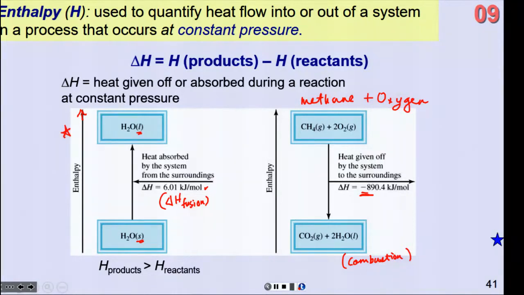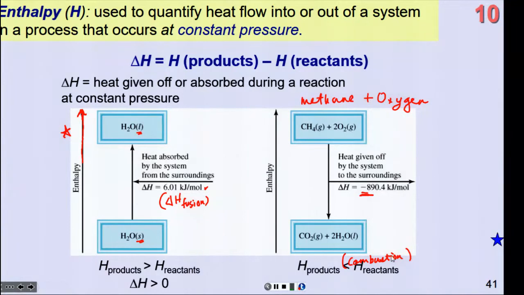It's gone, has been increased in the course of the process because heat has been absorbed by the system from the surroundings. And so therefore delta H is going to be greater than 0, a positive value. Notice that we have a positive value for the delta H on that side. On the right, the heat of the products is now less than that of the reactants.